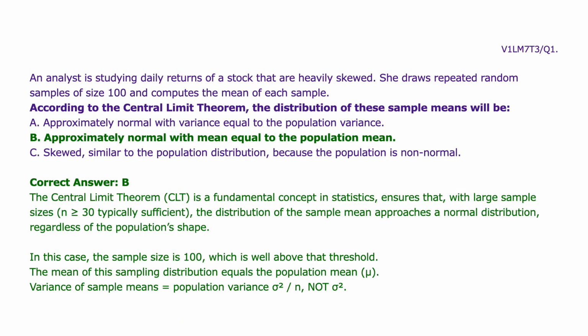By the central limit theorem, with a large sample size, n equals 100, the distribution of sample means will be approximately normal, with mean equal to the population mean. The variance of the sample means is reduced to variance divided by n, not the full population variance.